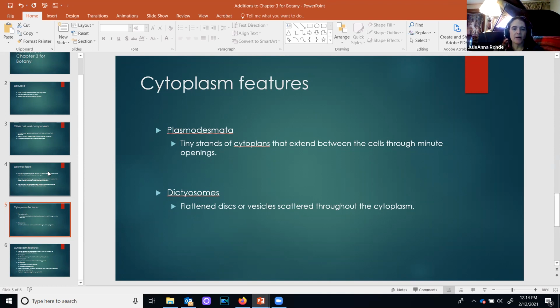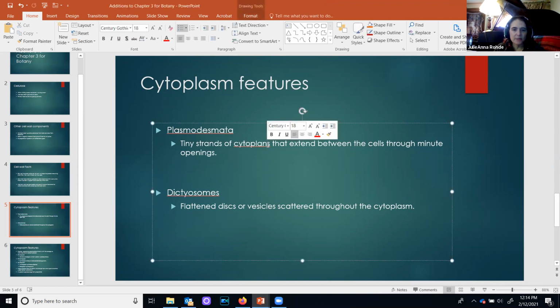These gaps allow for tiny strands of the cytoplasm to extend between the cells. And this allows for something called cytoplasmic streaming that we'll talk more about later. I believe there'll be a portion of the chapter that talks about that. It allows for nutrients to go back and forth between cells.